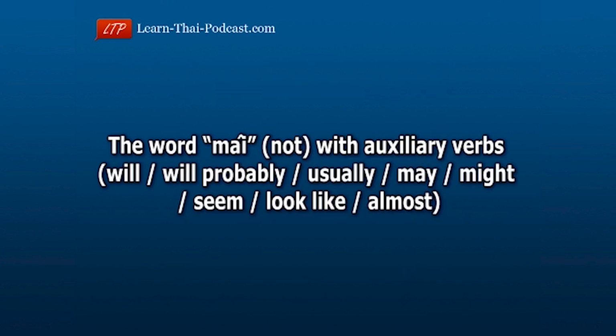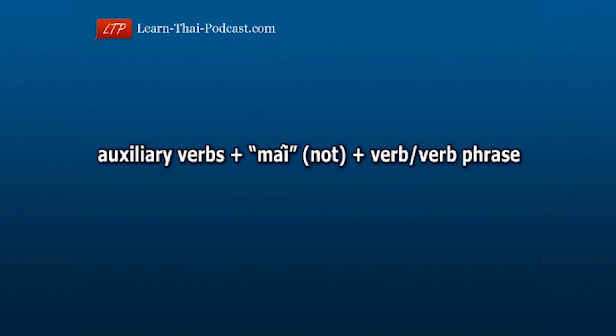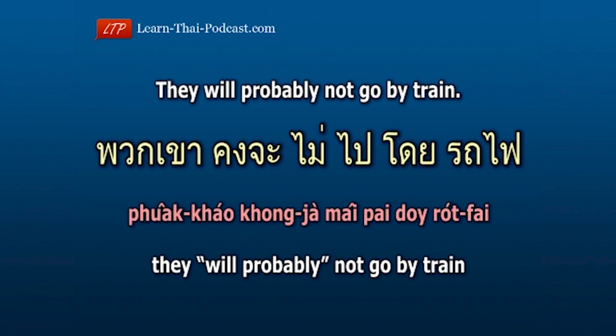Some other auxiliary verbs like will probably, usually, may, might, seem, look like, or almost have a little bit of different sentence structure if you use them with ไม่. The sentence structure is auxiliary verb plus ไม่ plus verb or verb phrase.